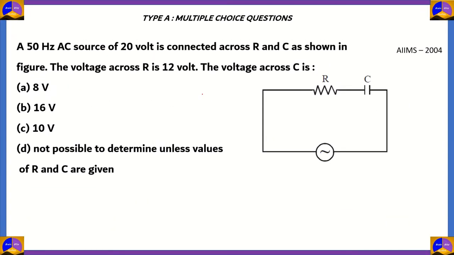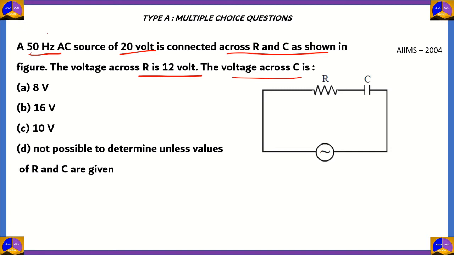Now let's look at this question. A 50 Hz AC source of 20 volts is connected across R and C as shown in the figure. The voltage across R is 12 volts. We need to find the voltage across C. So the options are 8 volts, 16 volts, 10 volts. Not possible to determine unless values of R and C are given.